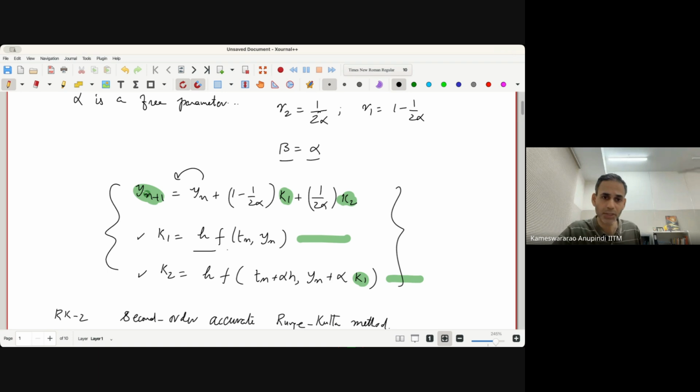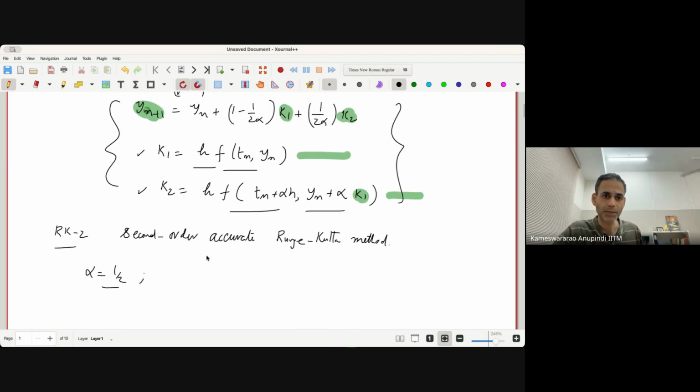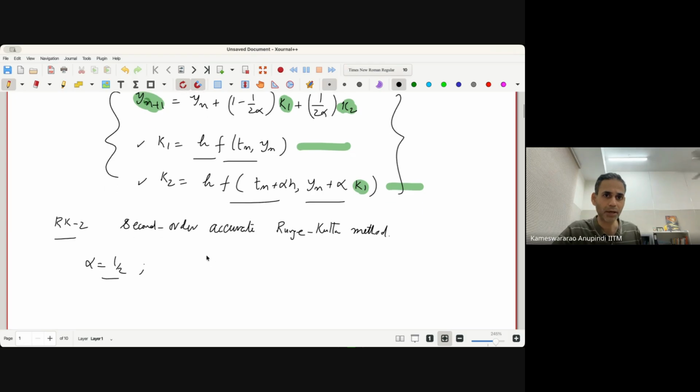So as a result, we just need to calculate the function value at a different time step location and at a different y location. That means we have to calculate the same function at tn plus alpha h and yn plus alpha k1, and then once we have these 2 function evaluations, we can calculate yn plus 1. So that is the RK2 method, the Runge-Kutta second order accurate method.